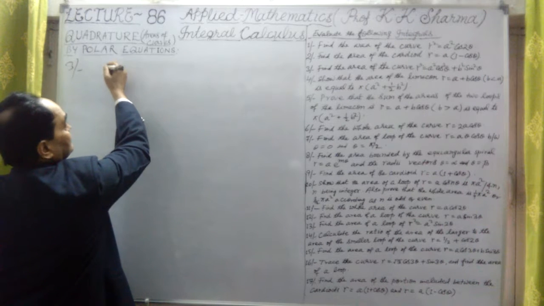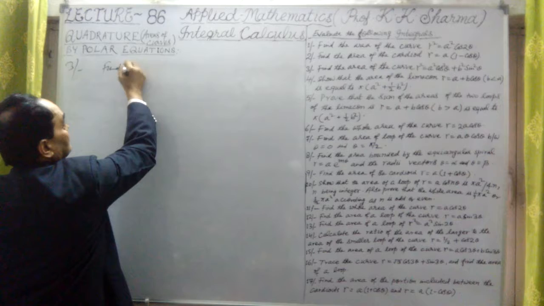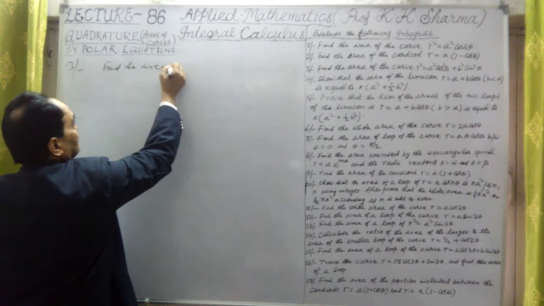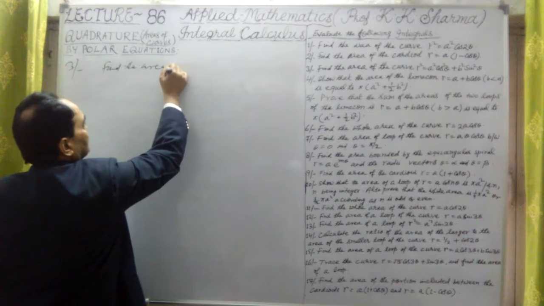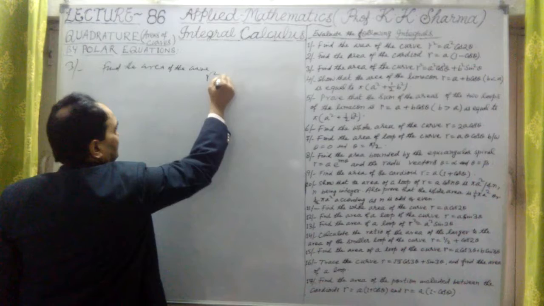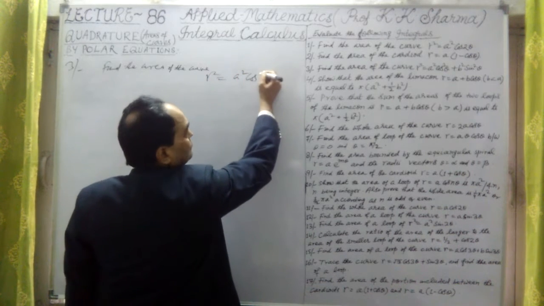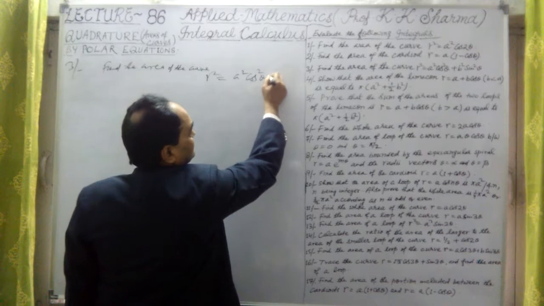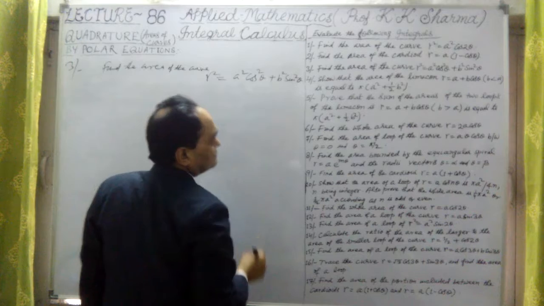Question number 3 is, here directly r square is given. So find the area of the curve. So area of the curve, find the area of the curve. What is the curve here? r square is equal to a square cos square theta plus b square sin square theta.